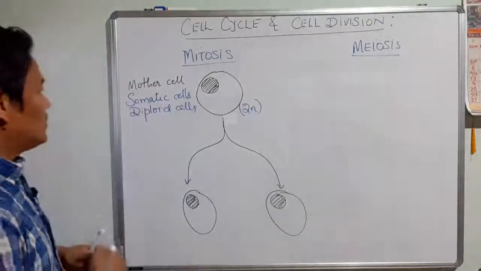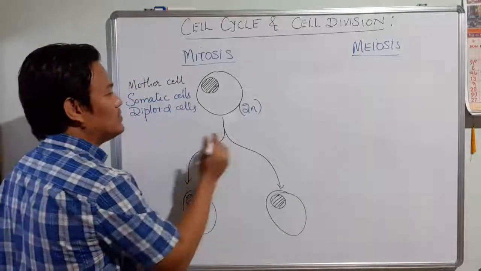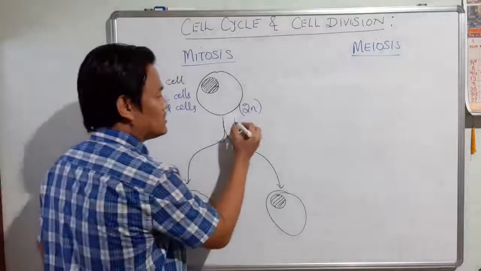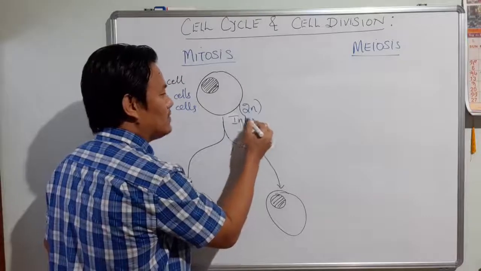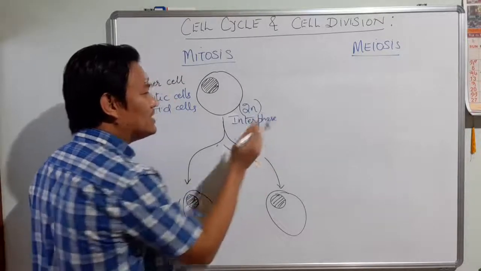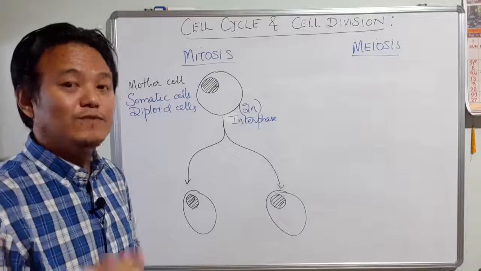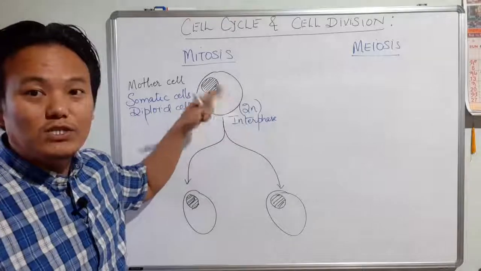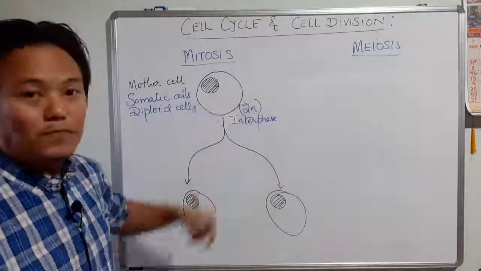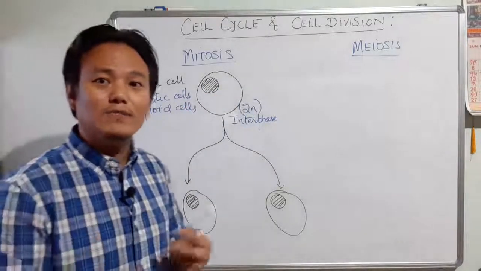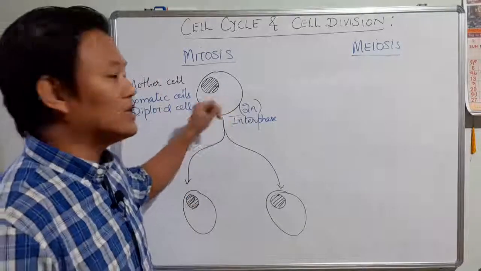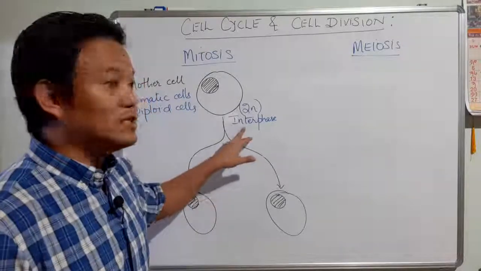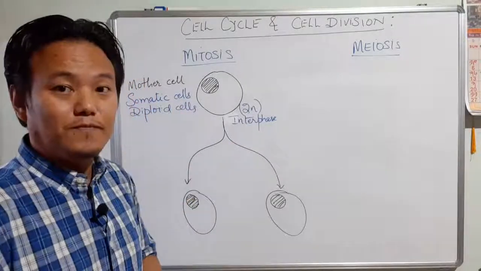And now, when it undergoes cell division, what are the phases? It undergoes interphase, which is the longest phase, also called the preparatory phase. The cell doubles its genome, doubles its cell organelles, enzymes and biomolecules, synthesizing them before cell division.